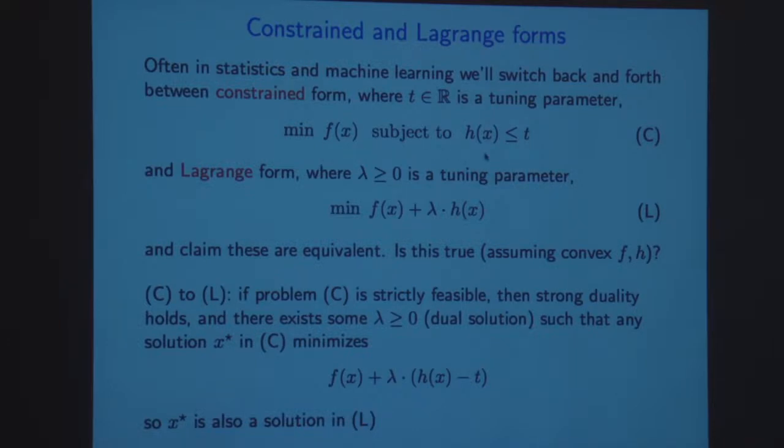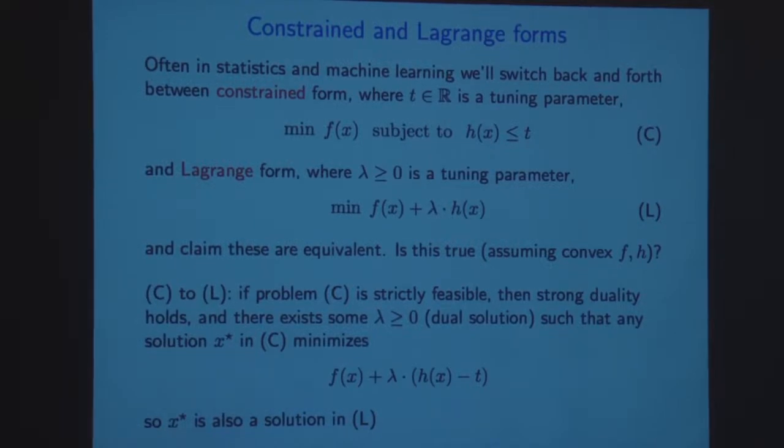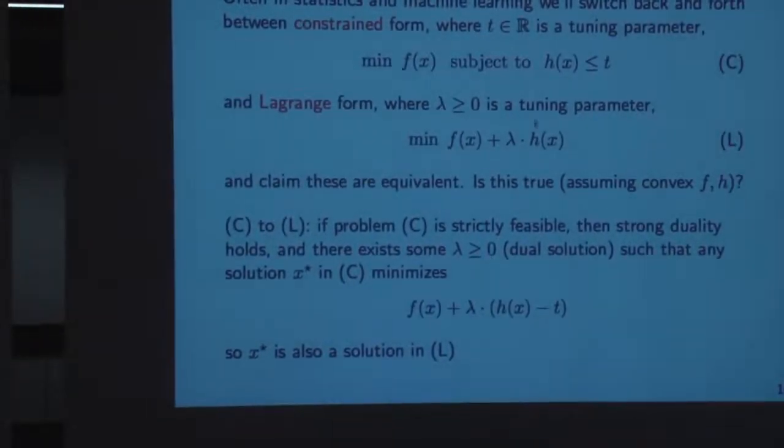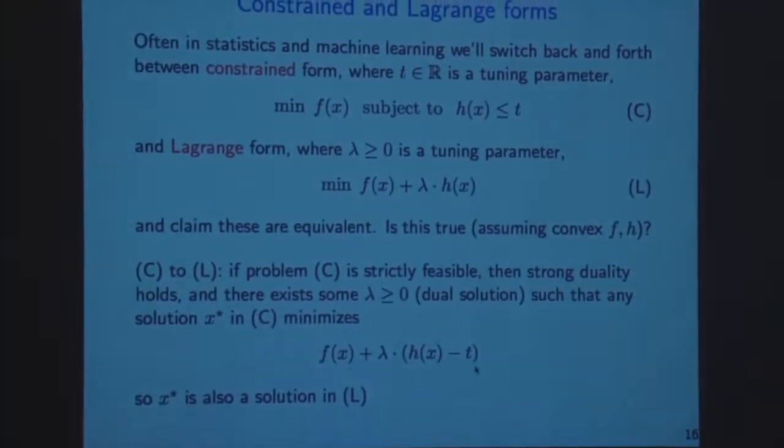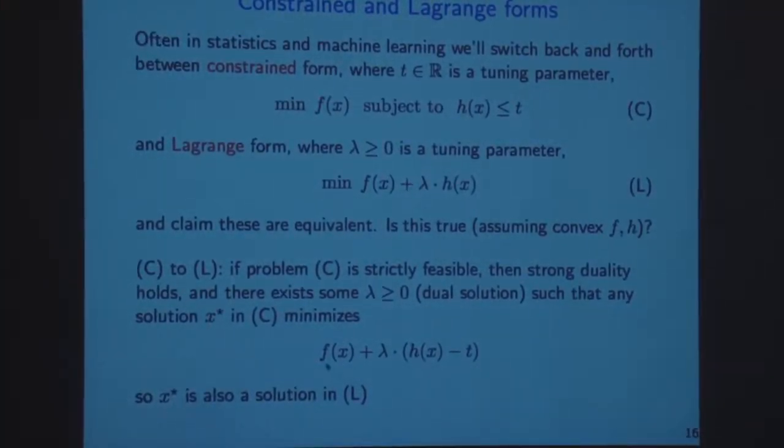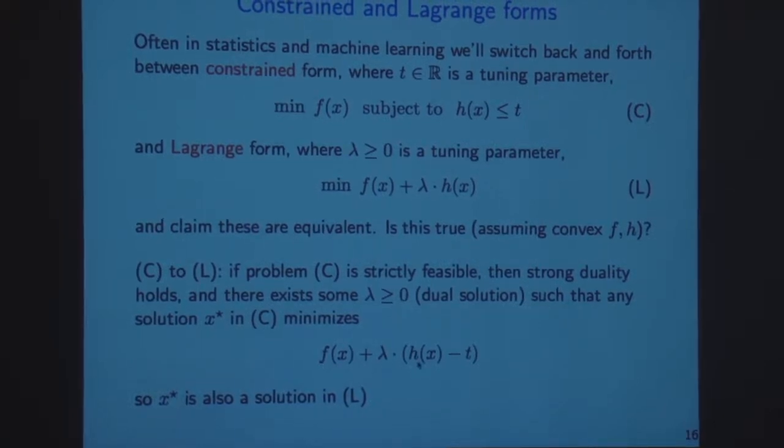That means there's going to be some lambda bigger than or equal to 0, the dual variable corresponding to this constraint, such that the primal solution is going to minimize the Lagrangian at that lambda. That's just stationarity. So we've just said that if strong duality holds, then the KKT conditions must hold. In particular, the stationarity condition must hold, and that says that the solution to this problem has to minimize the Lagrangian, which means that x minimizes f of x plus lambda times h of x.